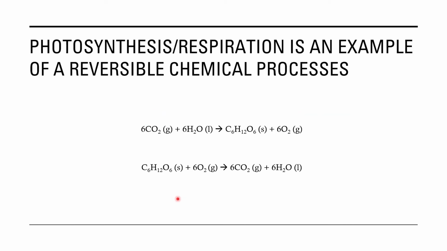One example that you should be familiar with already of a chemical process that is reversible is photosynthesis and respiration. In these processes, what we have are reactants forming into products, but the reactants and products are flipped. So in photosynthesis, we have carbon dioxide and water forming glucose and oxygen particles. Whereas in the reverse, when the plant respires, those sugars are burnt in the presence of oxygen to reform carbon dioxide and water, the original reactants.